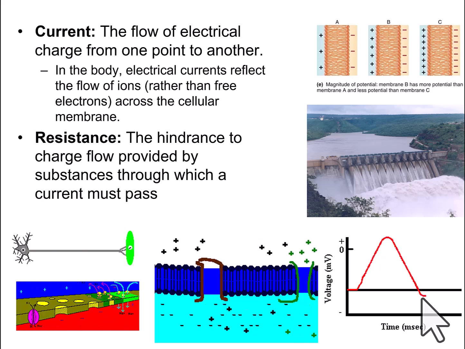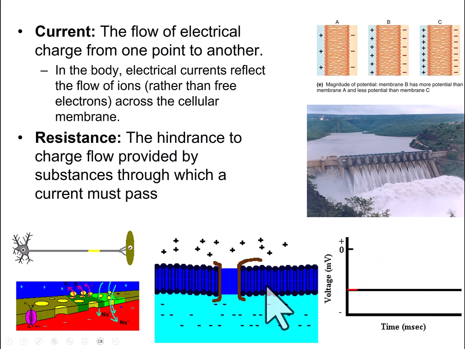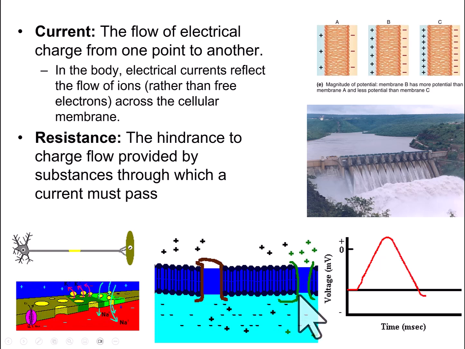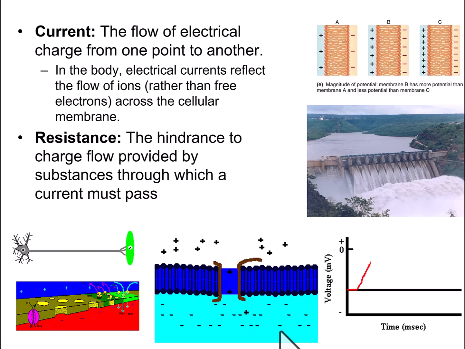Resistance is the hindrance to charge flow provided by substances through which a current must pass. Where we see this playing a major role is the phospholipid bilayer. There's resistance to the flow of these ions due to this phospholipid bilayer. And so these ions have to flow through channels, which are in this phospholipid bilayer, so they can flow into the cell and out of the cell. And the cell is going to control the flowing of these at the channels. It's going to open them and close those channels so that it sends action potentials when it's needed.